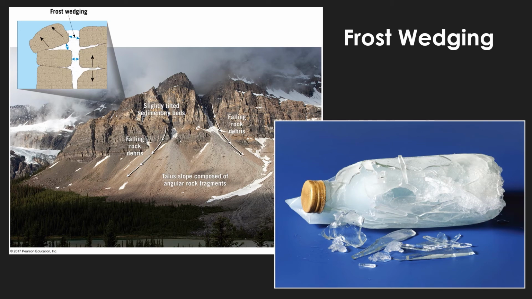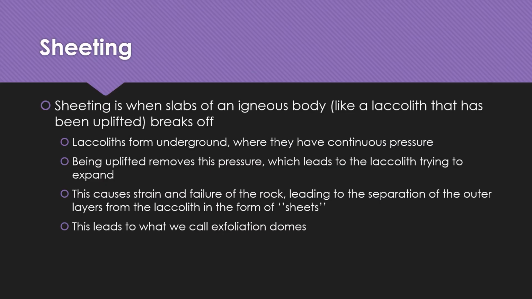Sheeting is when slabs of an igneous body like a laccolith breaks off. Laccoliths form underground where they have continuous pressure. So when it gets uplifted, or it moves up to the surface, pressure is removed. Now the laccolith is trying to expand, and this causes strain on the rock and breakage or failure, leading to separation of outer layers in the form of sheets. This leads to what we call exfoliation domes.